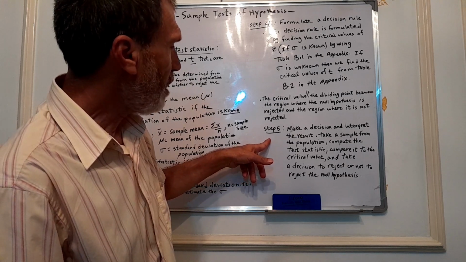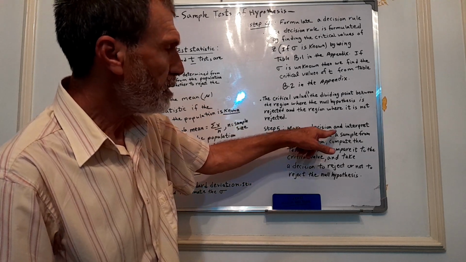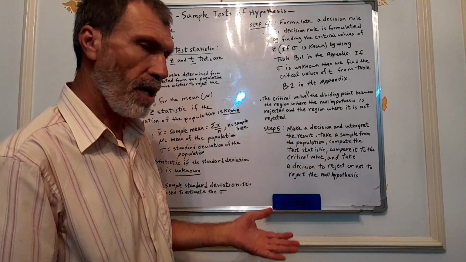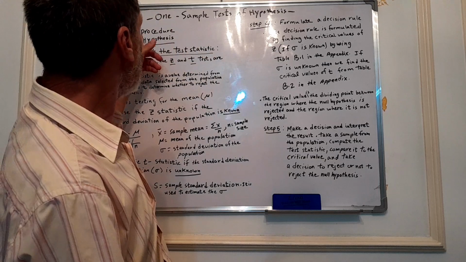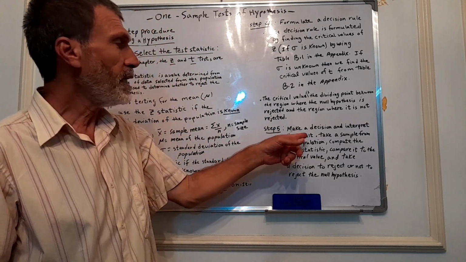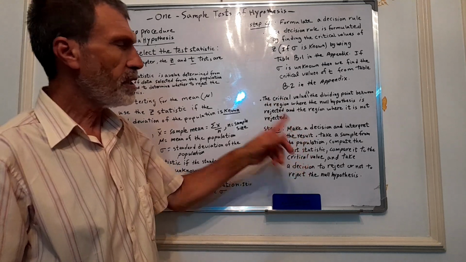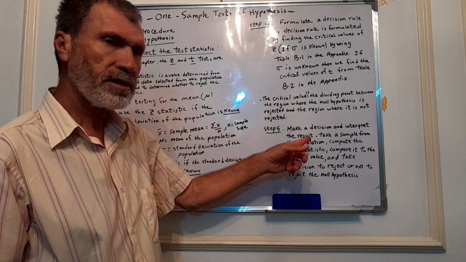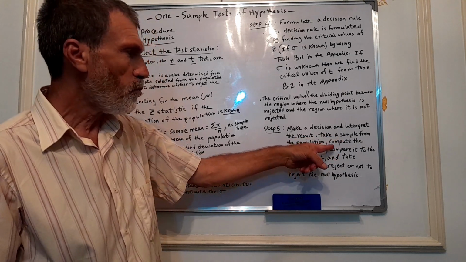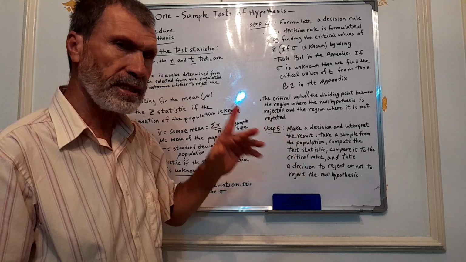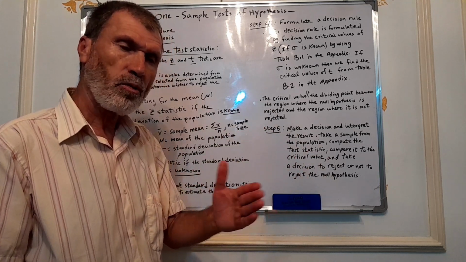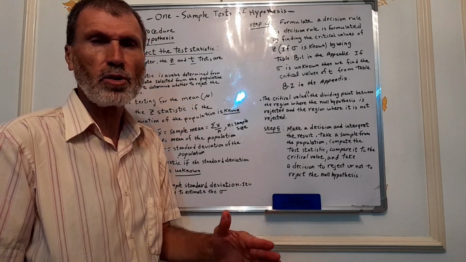Of course, step 5, the last step, is to make a decision and interpret the result. So the last step in this 5-step procedure is to make a decision and interpret the result. To do that, you should take a sample from the population and compute the test statistic, whether it is Z or T, depending on whether the standard deviation is known or unknown.